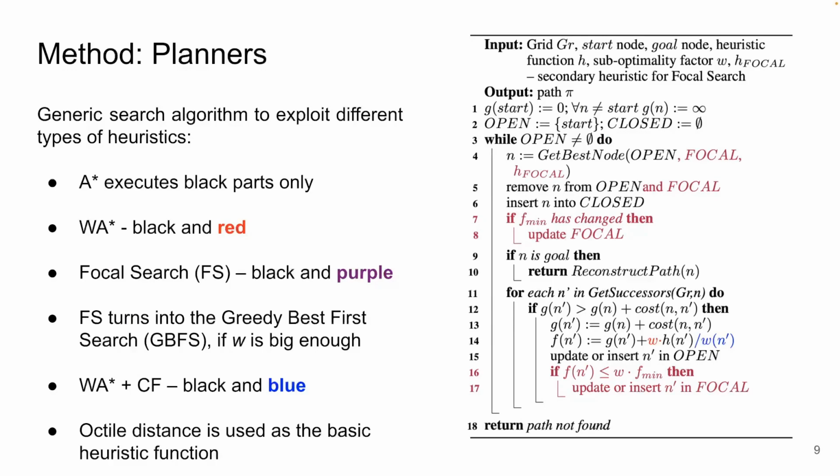Each of the proposed heuristic functions is used in a different version of a generic heuristic search algorithm depicted on the slide. Correction factor values are used as weights in the instance-independent heuristic in the weighted A-star. Path probability map is used as a secondary heuristic in the focal search. Moreover, if the suboptimality factor in the focal search is large enough, it turns into greedy best first search, where the nodes are chosen based only on their PPM values.